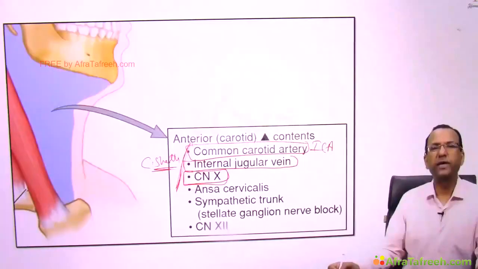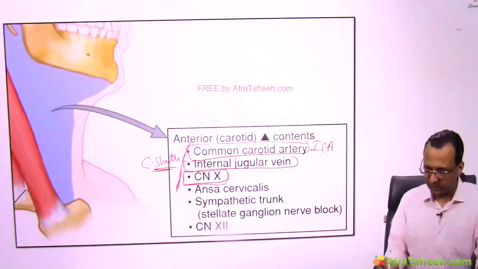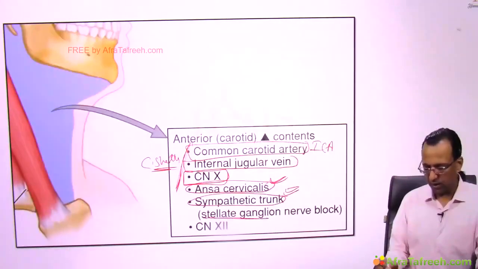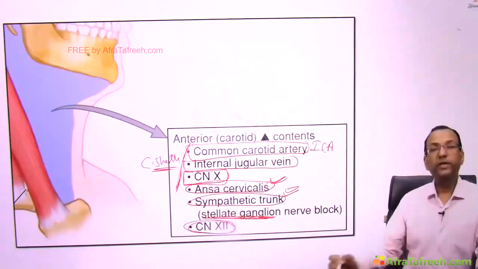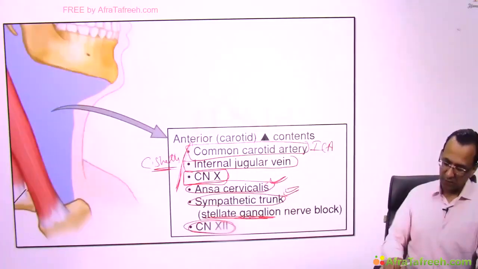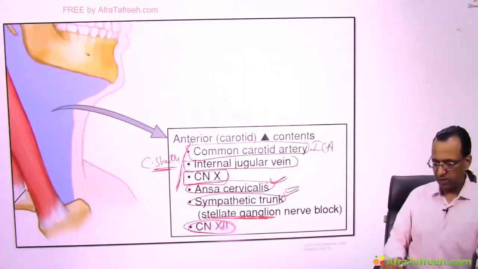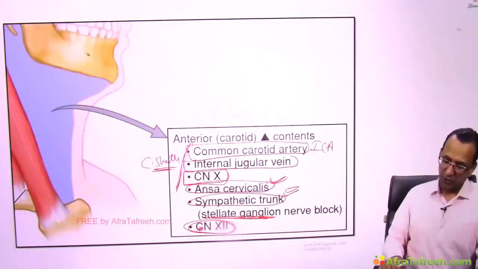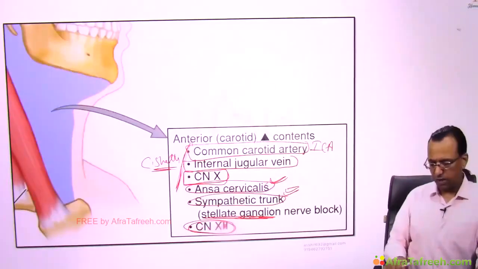What else was embedded anteriorly? Ansa cervicalis. What was behind there? Sympathetic trunk. What were you blocking? Stellate ganglion in the carotid triangle. What else was there? Actually, the 12th nerve was there, but it was then going into the digastric triangle. So the 12th nerve was first in the carotid triangle, then going to the digastric triangle, to supply the hyoglossus muscle, a tongue muscle.